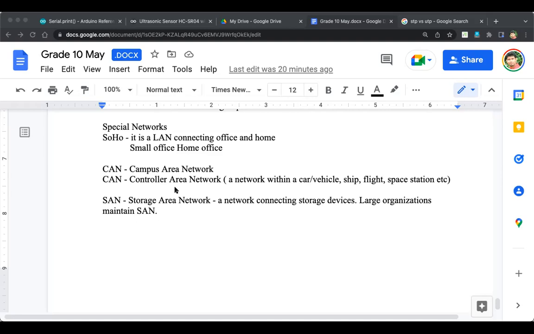But there is a disadvantage: fiber cable is really expensive. That is one thing. Another thing is it's difficult to bend. Why? Bending can damage this cable.